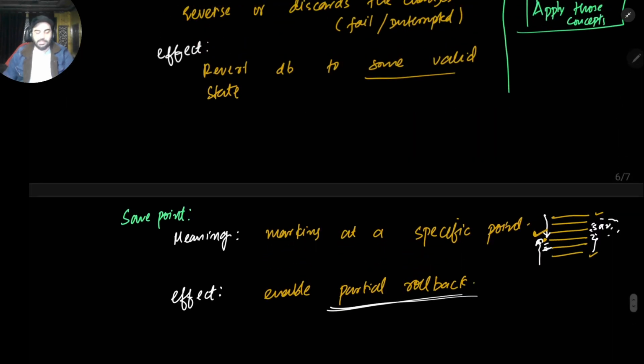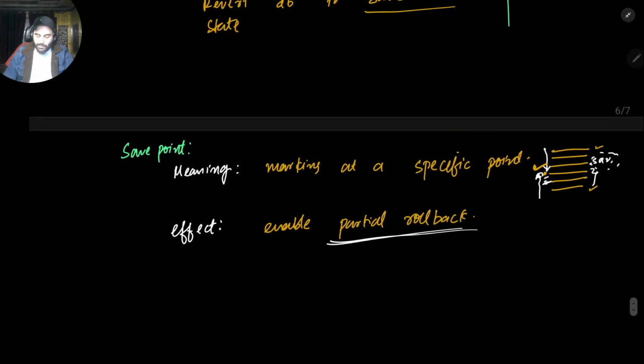Is the concept of commit, rollback and save point clear? Is it clear? Yes, sir. Nice.